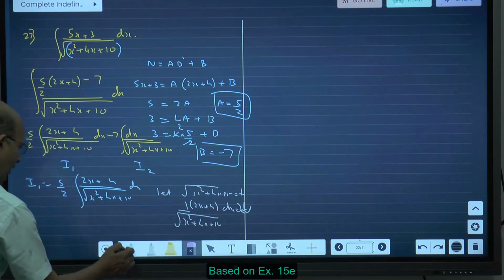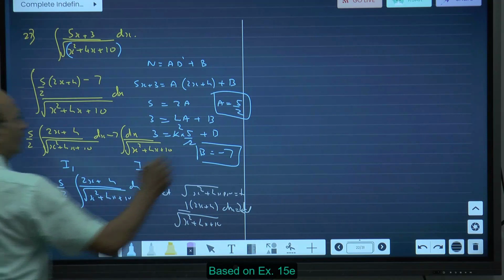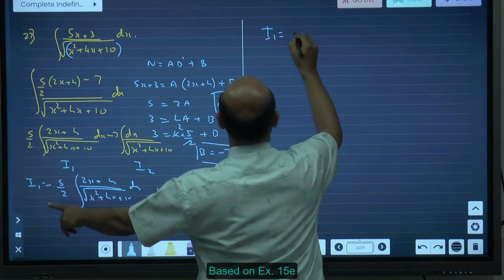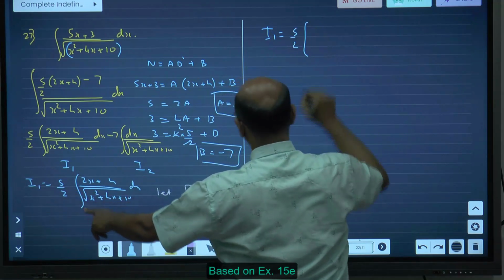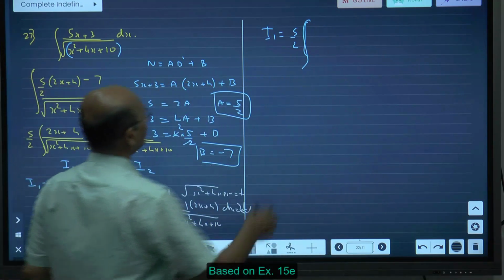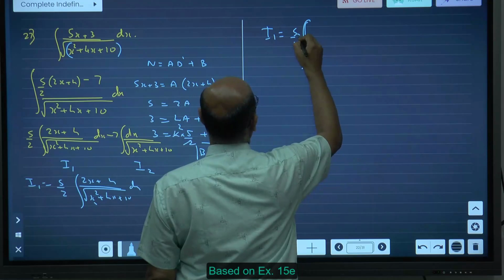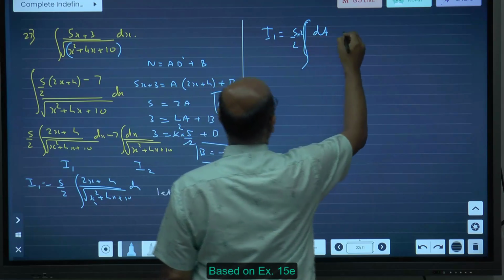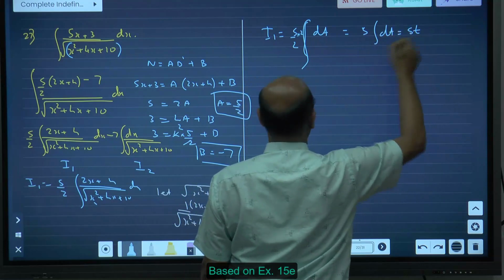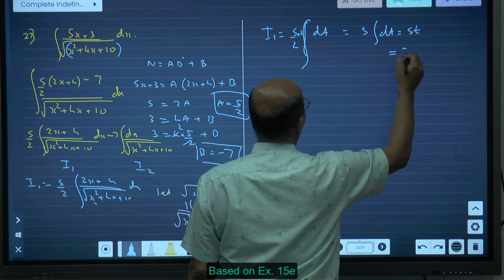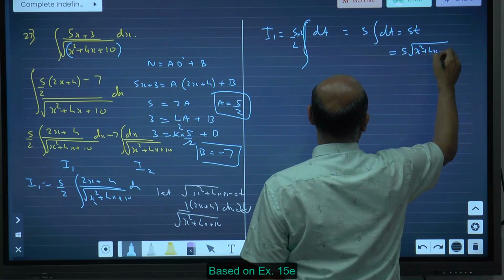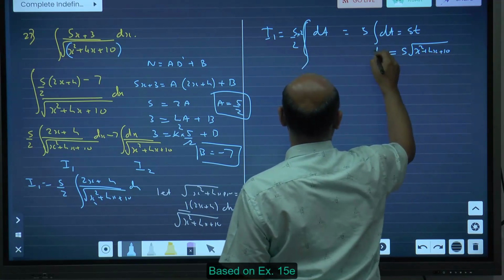So great now. I1 is nothing but 5 by 2, and now I am putting the integration sign, sorry. So 2x plus 4 upon this is 2 dt, so into 2 dt. This is 5 integral dt, it is 5t. Now 5t means I1 is 5 root of x square plus 4x plus 10. So I1, I got this answer.